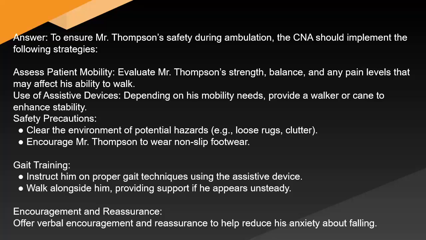Use of assistive devices. Depending on his mobility needs, provide a walker or cane to enhance stability. Safety precautions. Clear the environment of potential hazards, e.g. loose rugs, clutter. Encourage Mr. Thompson to wear non-slip footwear. Gait training. Instruct him on proper gait techniques using the assistive device. Walk alongside him, providing support if he appears unsteady. Encouragement and reassurance. Offer verbal encouragement and reassurance to help reduce his anxiety about falling.